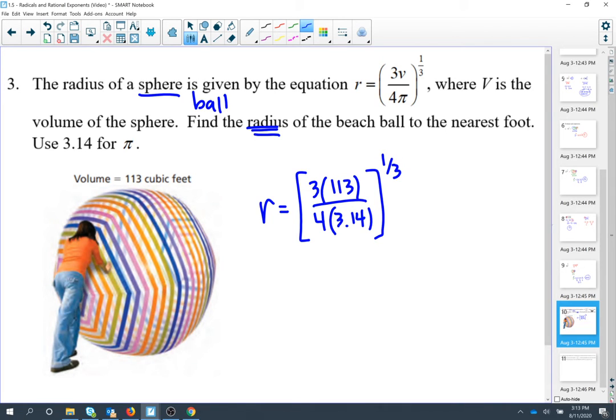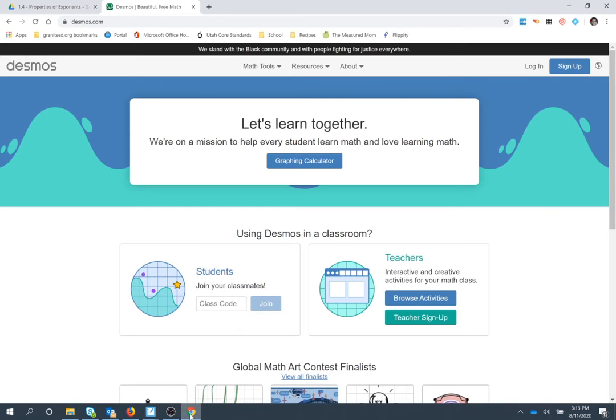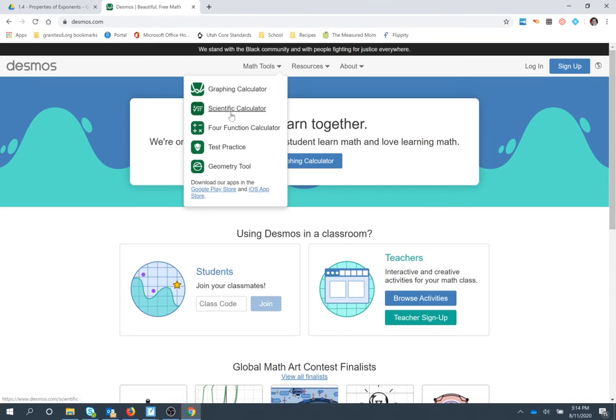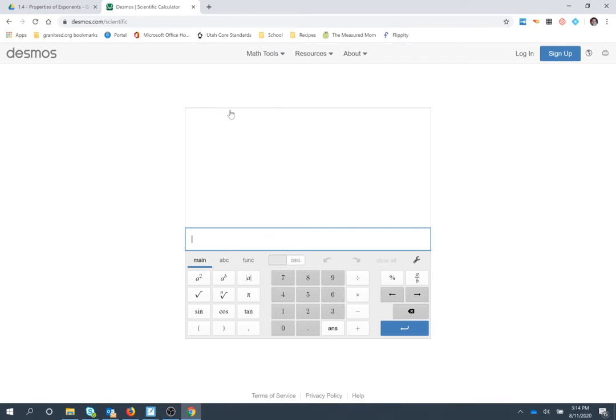Now, so far in this chapter, we've been solving these by hand and simplifying by hand, but to be quite frankly honest, I'm not doing this by hand. Doing that even on your phone, if you've been using your phone, not pretty. So we're going to go to Desmos. Up here, type in desmos.com. And then once you get there, under your math tools, we're just going to use a scientific calculator.